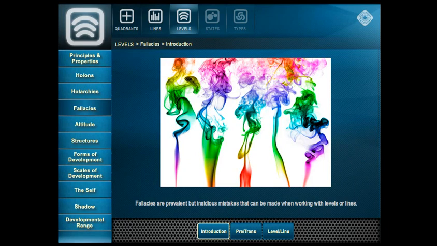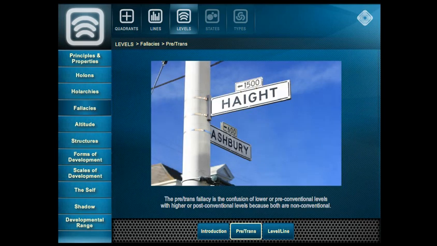Fallacies are prevalent but insidious mistakes that can be made when working with levels or lines. Their occurrence is often unseen, but their effects can be quite confounding. The pre-trans fallacy is the confusion of lower or pre-conventional levels with higher or post-conventional levels because both are non-conventional. It occurs in 2 manners, both which stem from the same confusion but go in different directions. Elevationism raises pre-conventional to post-conventional, and reductionism lowers post-conventional to pre-conventional.